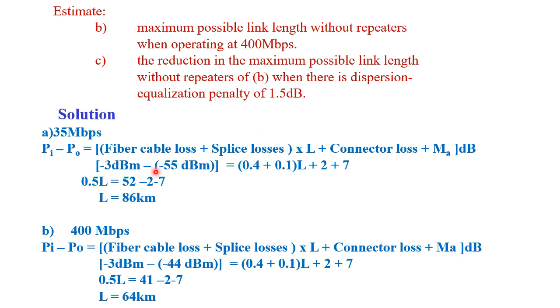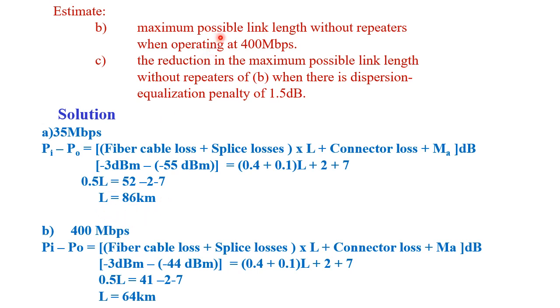So therefore, we can write the right hand side as 0.4 plus 0.1, that is 0.5 L, and we can add all the dBm together. So here it is 52, that is 55 minus 3, it is 52. If you take this 2 and 7 here, minus 2 minus 7, from this we can find out the length L. So it is 86 kilometer.